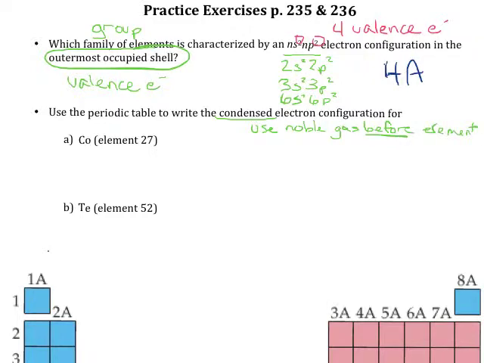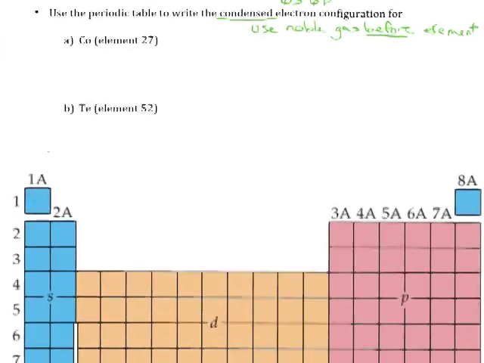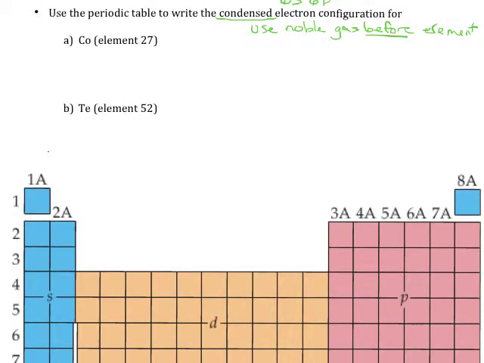So if we look at our periodic table, they're going to have us write the first one for cobalt. They're telling us that's element 27. So if you look at your periodic table and try to find it, you'll see that it's the 7th one in the d block, so that's cobalt. So if I'm trying to find the noble gas before that, so the noble gas with fewer electrons, that means I'm going to work back here. And that noble gas is argon.